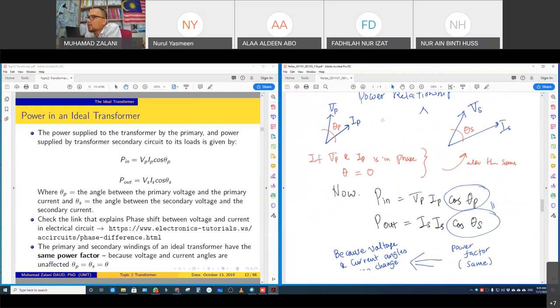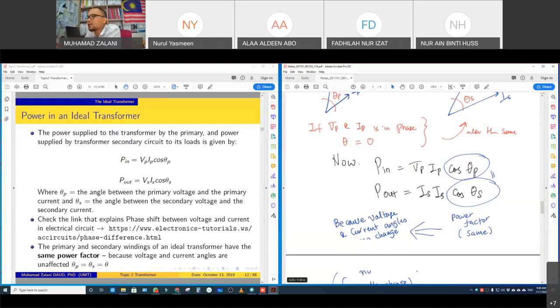Actually, theta P and theta S is used to calculate the power factor, which is cosine theta P for primary. And for secondary, is cosine theta S. So this part is actually the power factor. So now, when we calculate the power, which is P in, P in equals to VP IP cosine theta P. That is the power at the primary side. And then similarly for the equation of the power at the secondary side, which is P out in this case, this is not IS, this is VS actually. So please correct your notes over there. So this is VS IS cosine theta S. Okay.